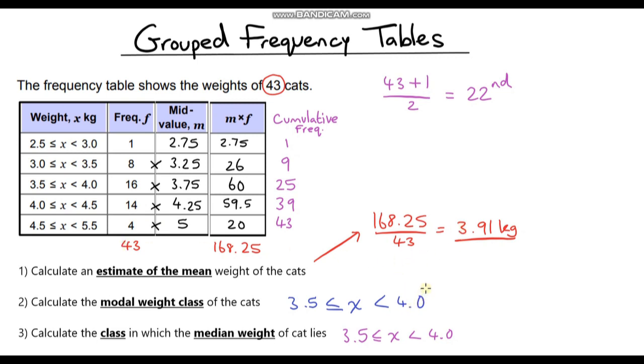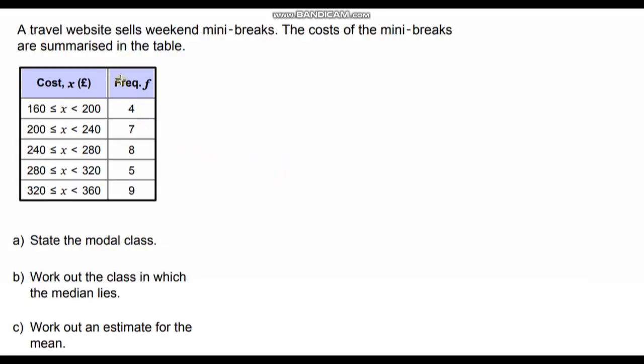What I'm going to do now is give you one to have a go at. Here we go. A travel website sells weekend mini breaks. The cost of the mini breaks are summarised in the table. So pause the video and see if you can answer these 3 questions on the mode, the median, and an estimate for the mean.